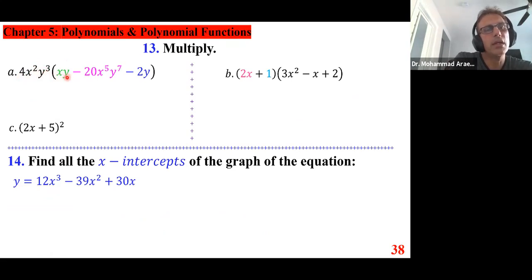We do the same thing here. 4 times minus 20 is minus 80. X to the power of 2 plus 5 is 7. Y to the power of 3 plus 7 is 10. If you multiply by the last piece, negative 2 and 4, the product is negative 8, x squared y cubed, and y to the power of 4. And I have them in different colors so we can compare and contrast.